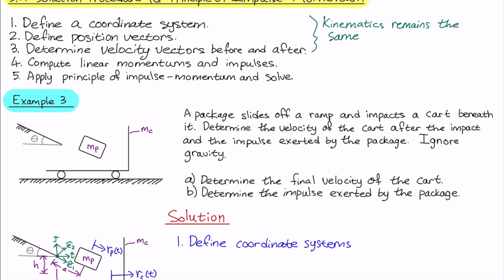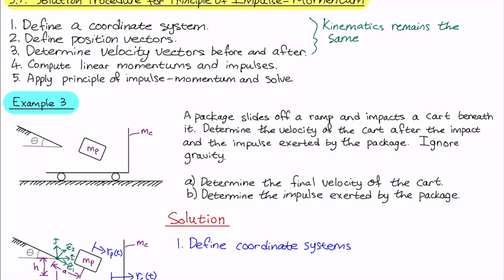Okay, so for solving impulse momentum problems, we're going to start off by defining a coordinate system. We're then going to define position vectors, and then we will determine velocity vectors before and after the impulse. We'll then compute linear momentums and impulses, and from there we'll apply the principle of impulse momentum and solve.